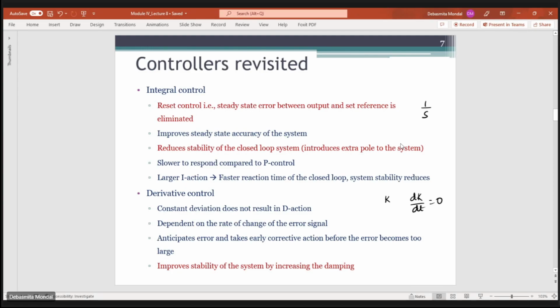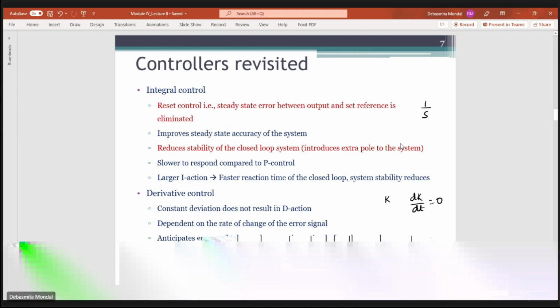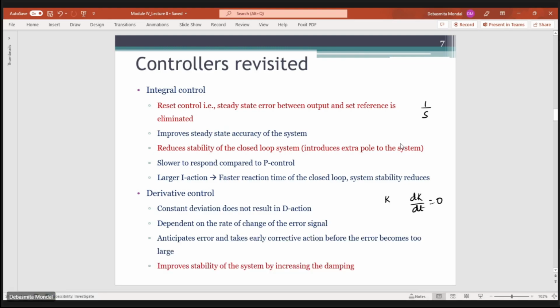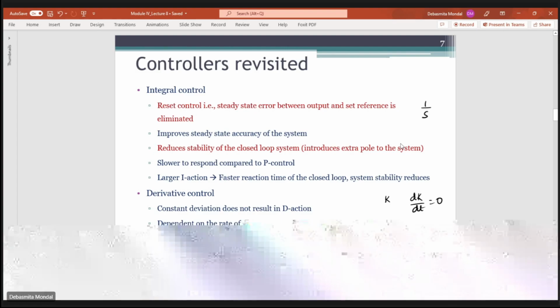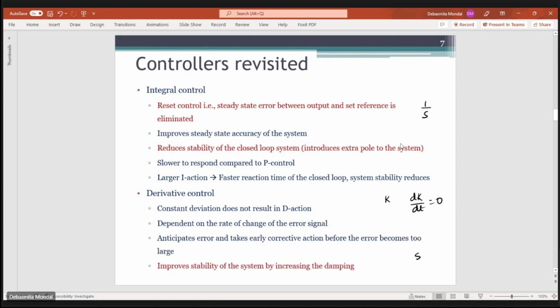And what it does is that it anticipates the error, and it helps in taking very early corrective action. Early corrective action means that it provides support so that it doesn't let the error become too large. So it anticipates the difference between the output and the reference input, and it immediately starts producing some control signal, so that the difference doesn't suddenly become too large for the other control actions to handle.